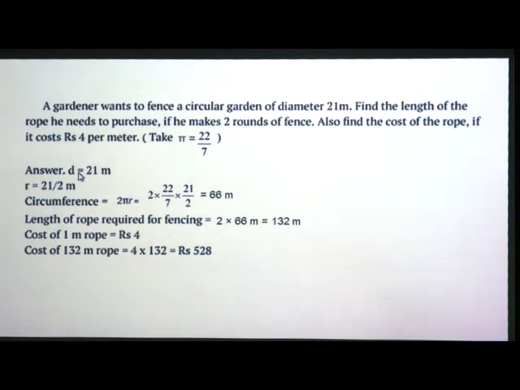Here we have a circular garden, so the diameter is given to us. Now we have to find the radius. Radius is nothing but half of the diameter, so we divide 21 by 2. So, circumference is equal to, the formula for the perimeter of a circle is replaced by the term circumference. Circumference is equal to 2 pi r. 2 pi is the standard value, r is nothing but the radius.